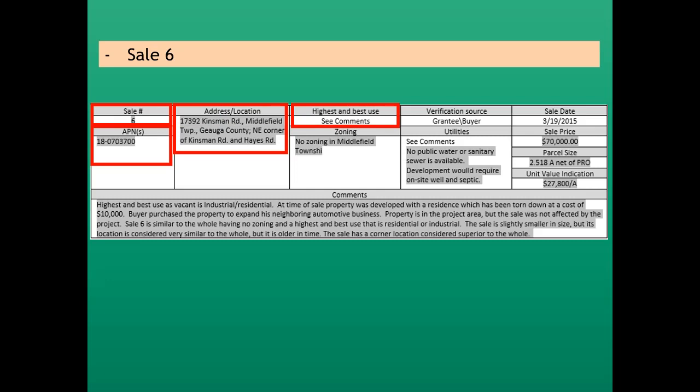Highest and best use references us to the comments section. Zoning, there's no zoning in Middlefield Township. Verification source is grantee buyer. Utilities, the same as the others. No public water or sanitary sewers available. Development would require an on-site well and septic.